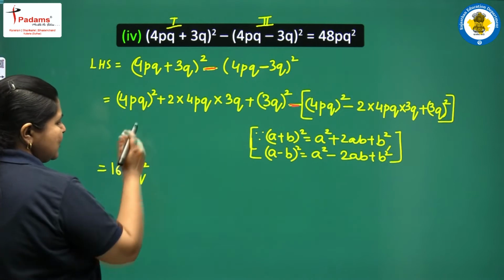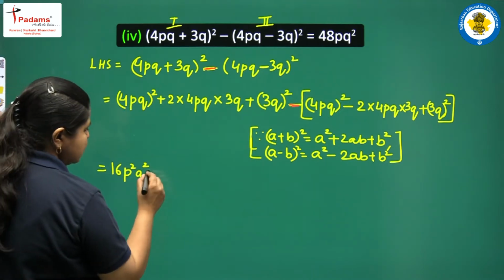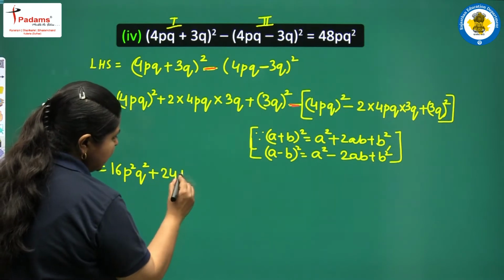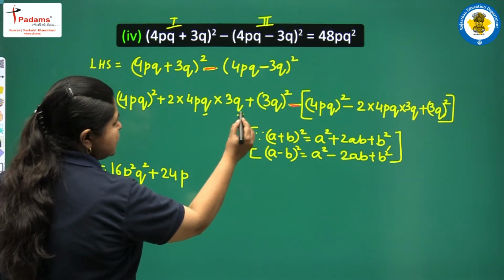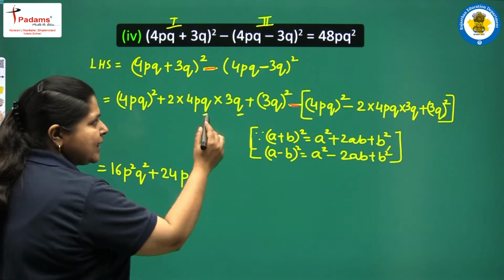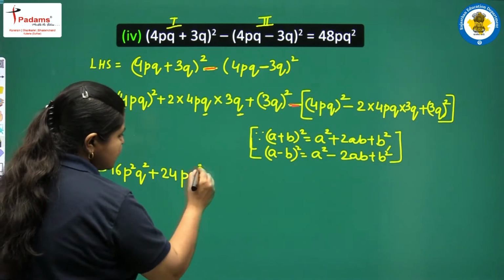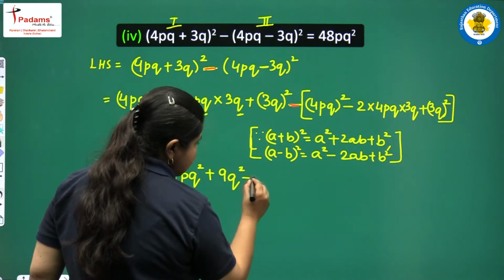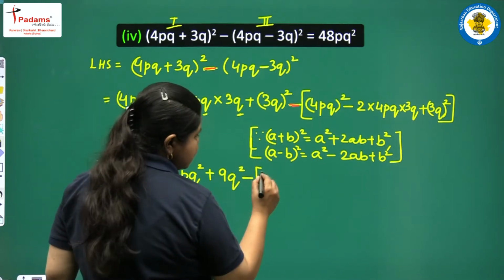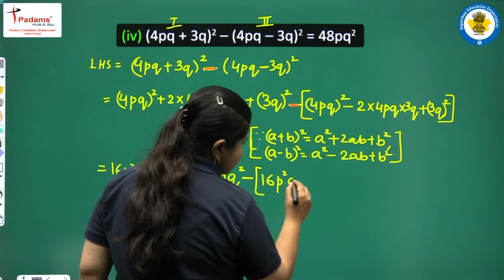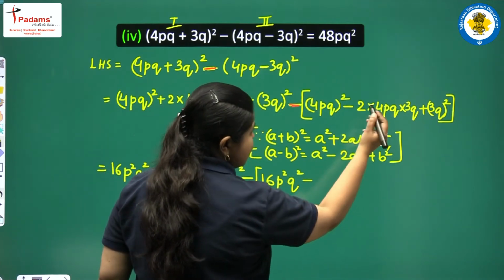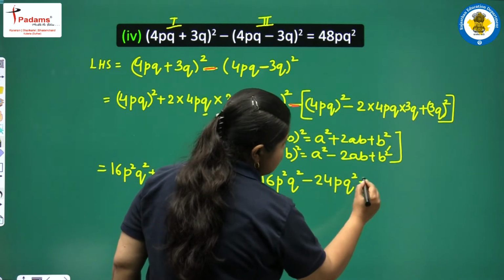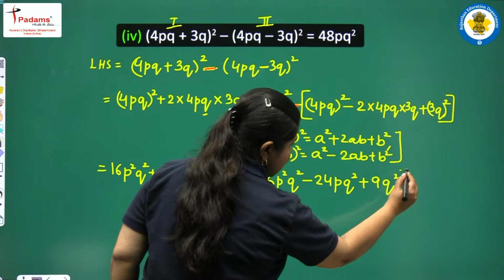ठीक है, p का square हो गया p square and then we have q square, plus here 2 4s are 8, 8 3s are 24 p, and then you will be adding the powers of this variable q. q यहाँ पर 2 बार है, q into q, it will be q square, plus here 9q square, then minus again a bracket, this will be 16 p square q square minus here 2 4s are 8, 8 3s are 24 p q square plus here 9q square.